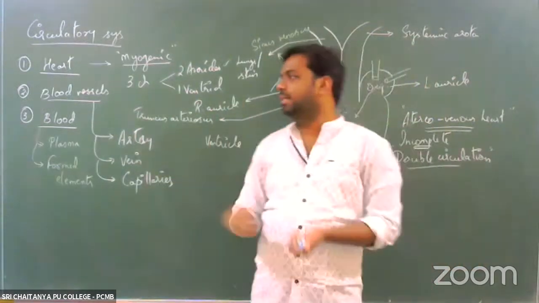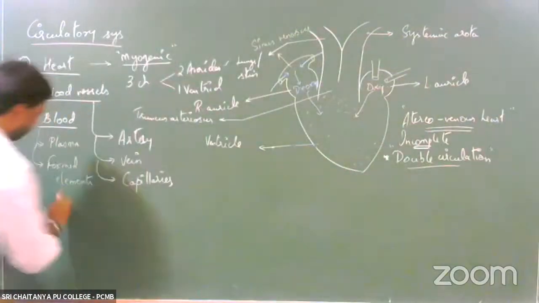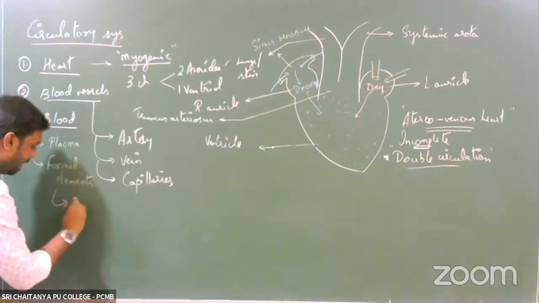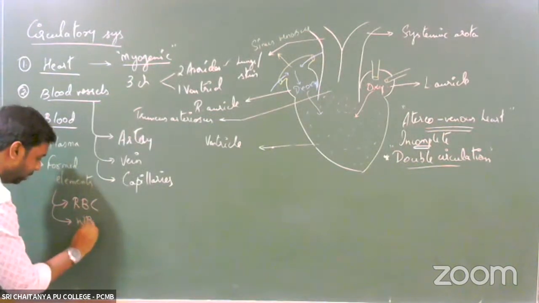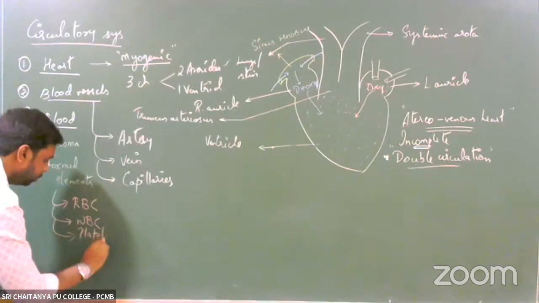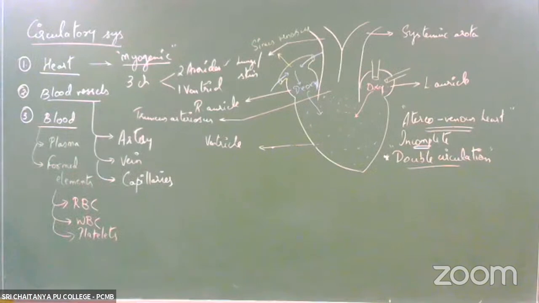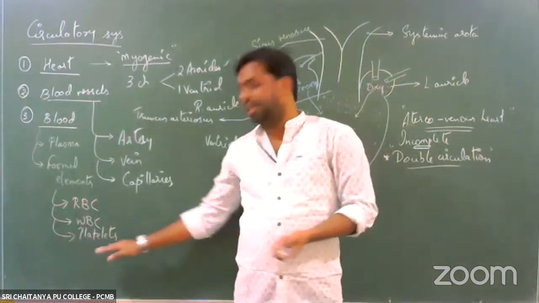Now talking about the cells in the blood, there are three different types of cells present. The first one is the RBCs, the red blood corpuscles. The second one is the WBCs, and the third one is the platelets. So all three different types of cells are present in these organisms: the red blood cells, white blood cells, as well as the platelets.